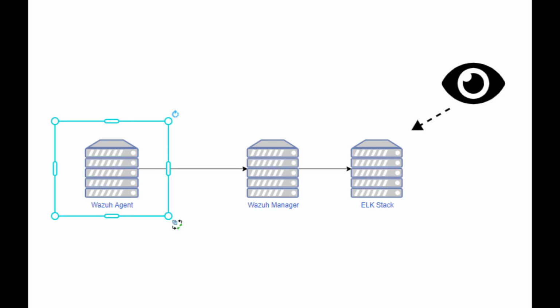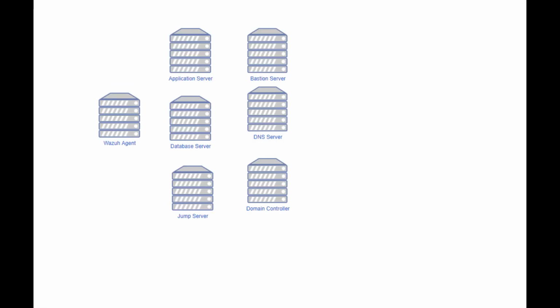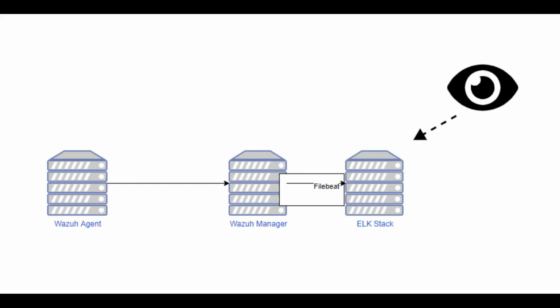Let's quickly refresh and understand our flow of data. First, we determine our server or group of servers we want to collect logs from, our Wazuh agents. These logs are sent to our Wazuh manager for evaluation. These alerts are sent by Filebeat to Elasticsearch for storage. Kibana queries Elasticsearch to present our investigators the data in an easy-to-read and filterable search engine.